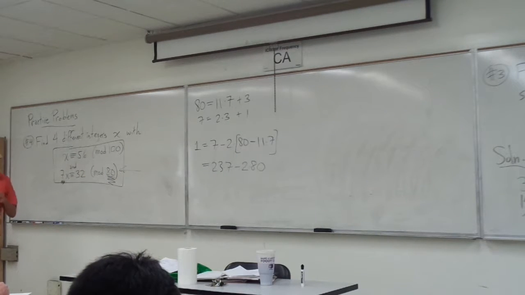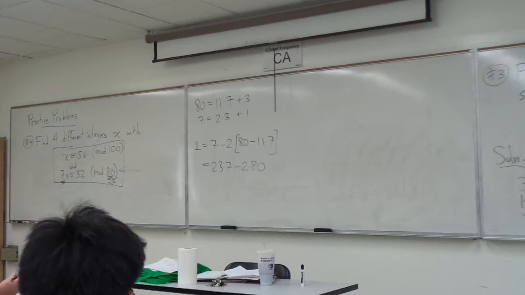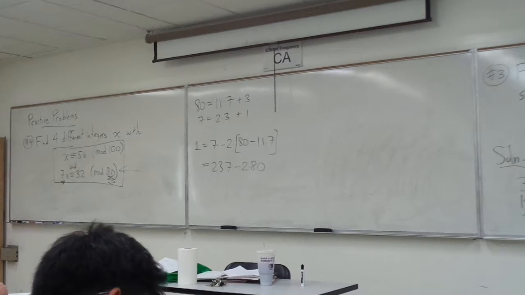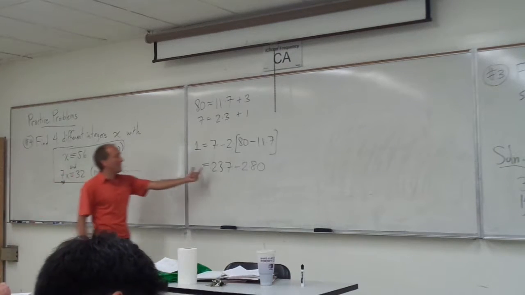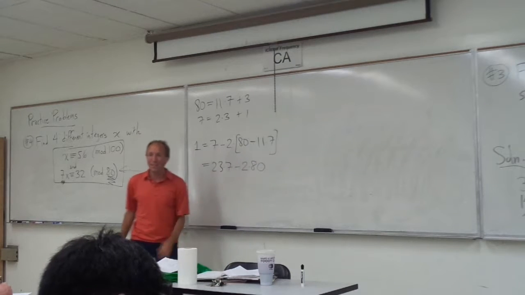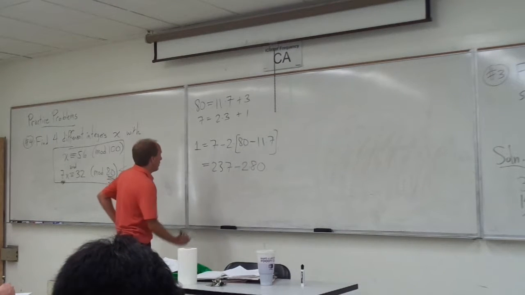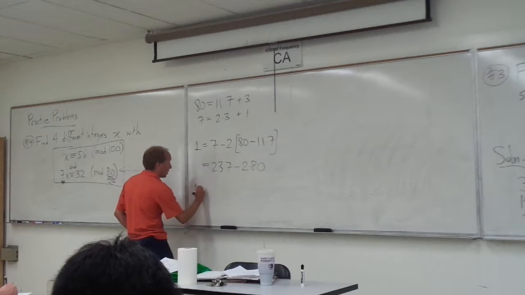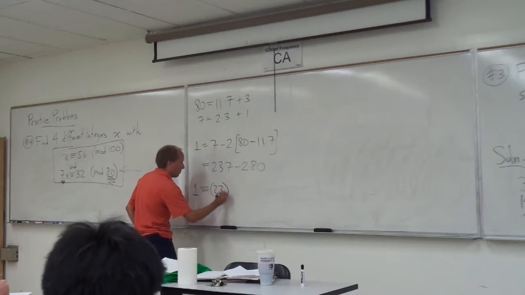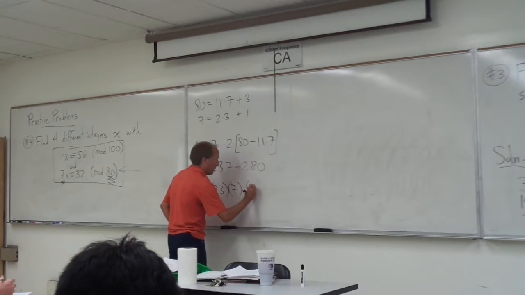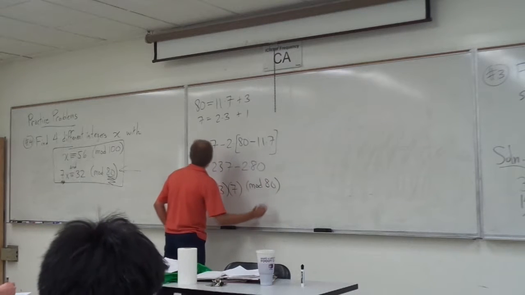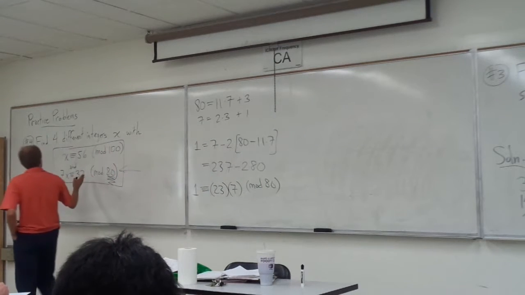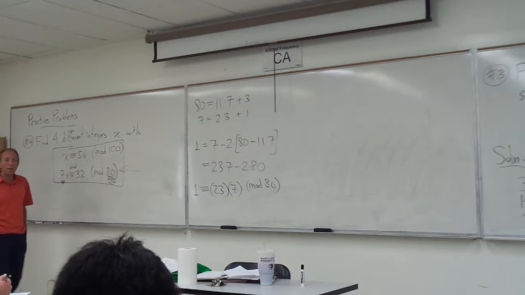Okay, did I do that too fast? It actually works. I can check it. 161 minus 160. So I must have done it right. And so therefore, 1 is congruent to 23 times 7 in the world of mod 80. So we just multiply through by 23 on the second congruence.